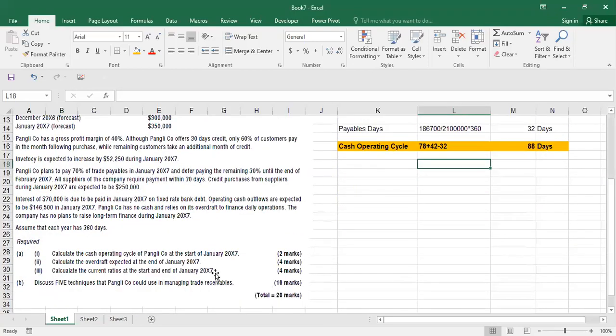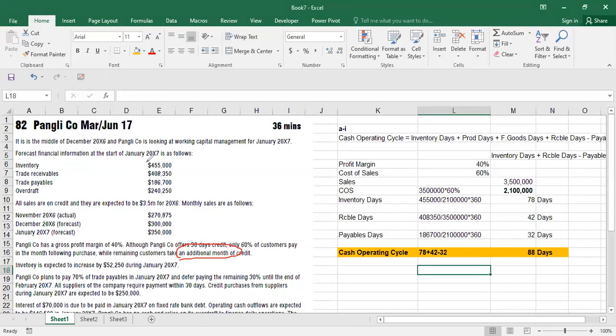Next, it says to calculate the cash operating cycle of Pangli company at the start of January 2007. So this was at the start of January 2007, beginning of 2007, which means the end of 2006. And this is the reason we took this information from the beginning of 2007. End of January 2007, we are not doing. We took these numbers because these numbers are coming from the beginning of 2007, which means the last day of 2006. So this part 1 is done.